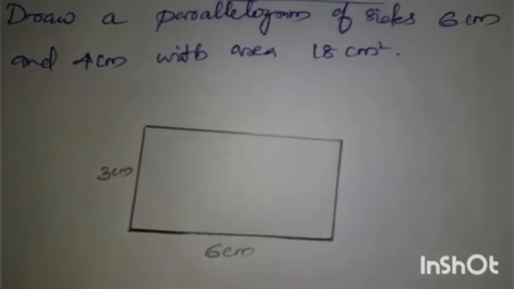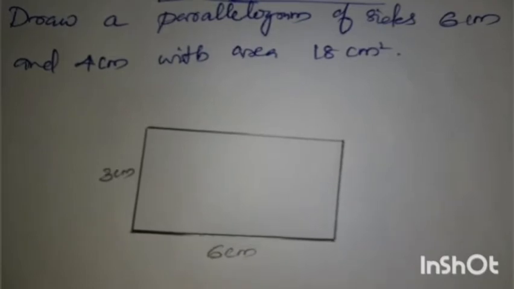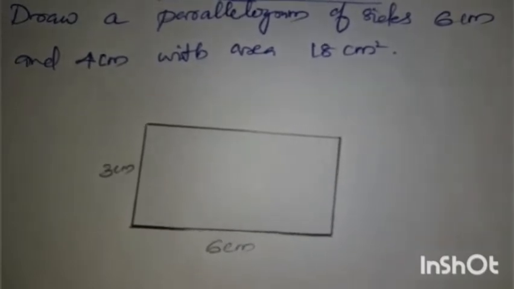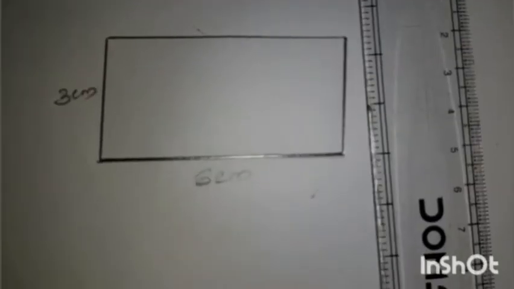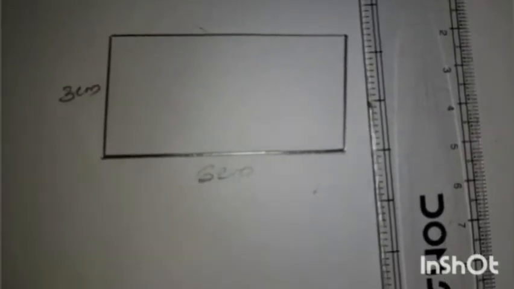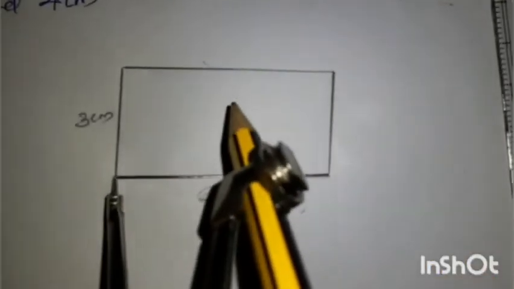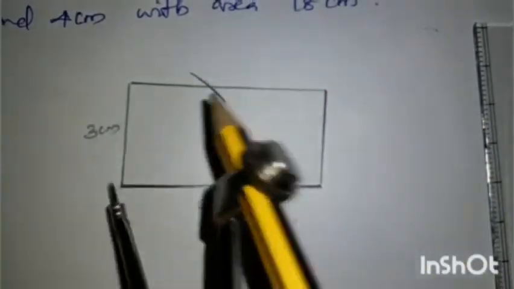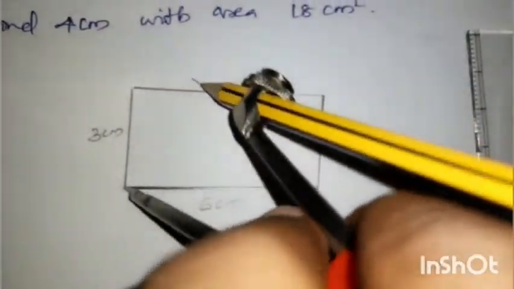So using this rectangle we are converting it into a parallelogram. What is the area of the rectangle? It is 18 centimeter square. So we need a parallelogram with one side 6, and the opposite side will also be 6. For that we are drawing an arc of radius 4 centimeter. Draw an arc of radius 4 centimeter from this corner. Take 4 centimeter in a compass and draw an arc here.